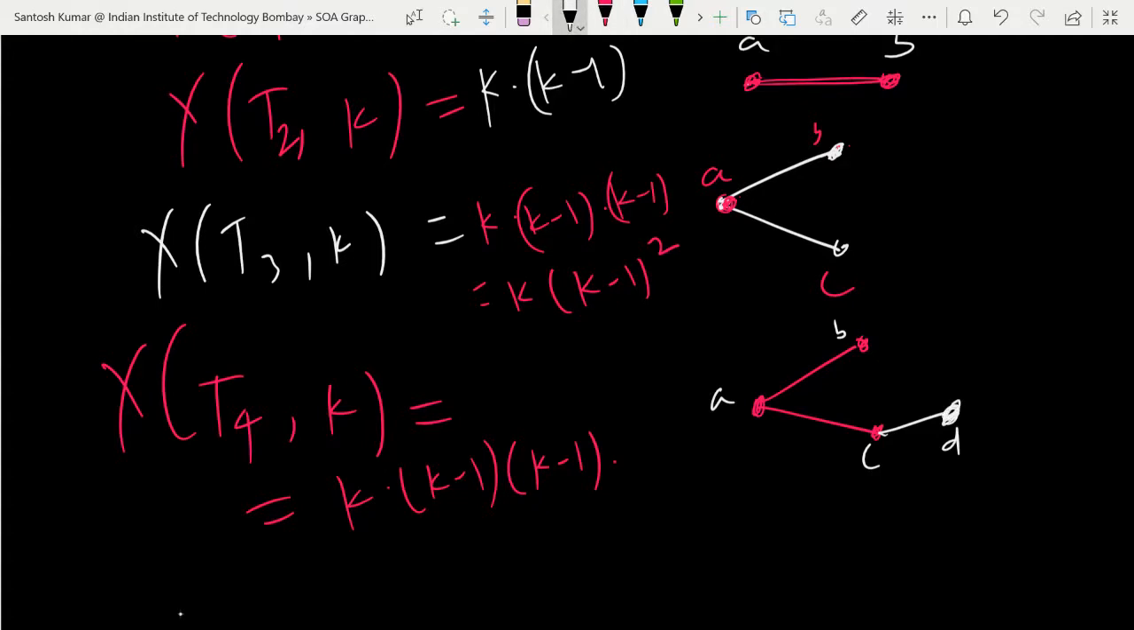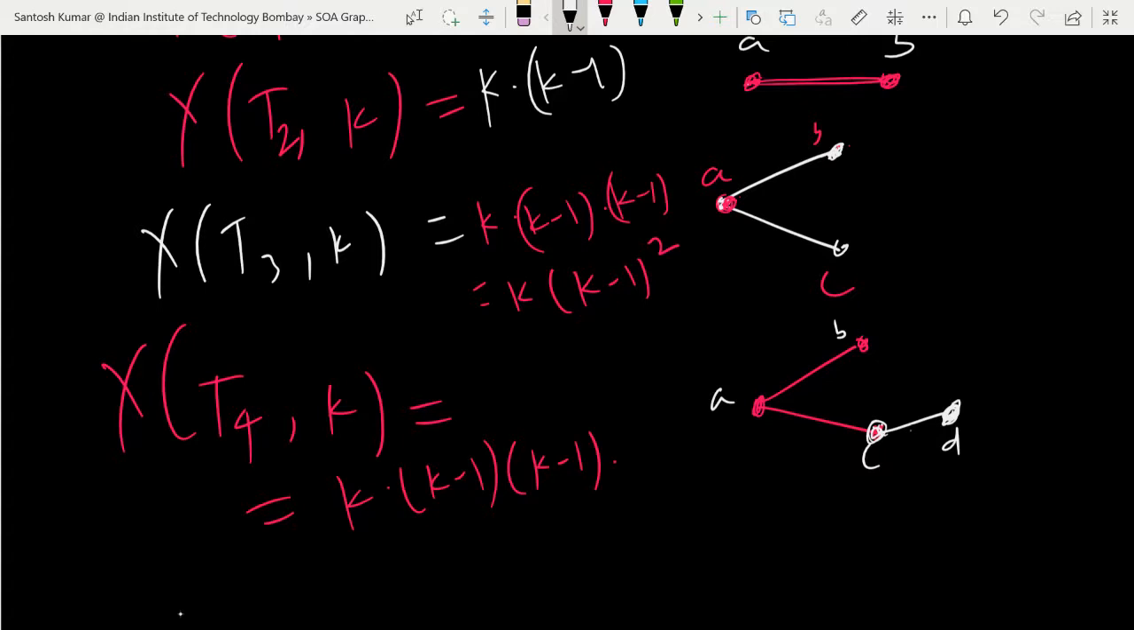Look, we have total K colors, right? So there is an edge between A and C. So C has the restriction that C cannot use the same color as A. That's why C has K minus 1 choices. For D, how many choices do you have? You have total K colors. But what is the restriction over D? D cannot use the same color as C. But D can use the color used at A, no problem.